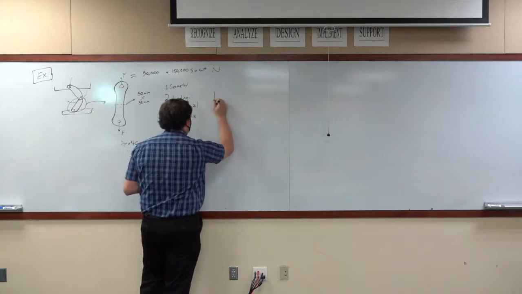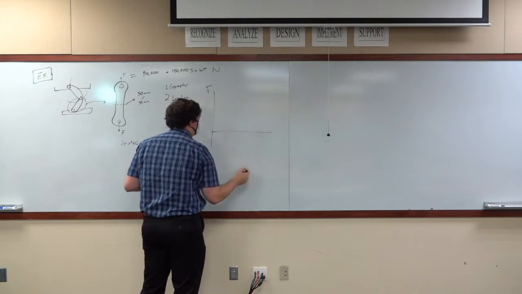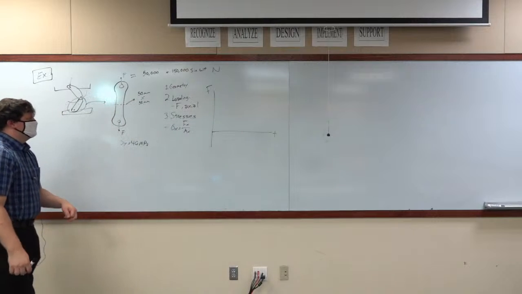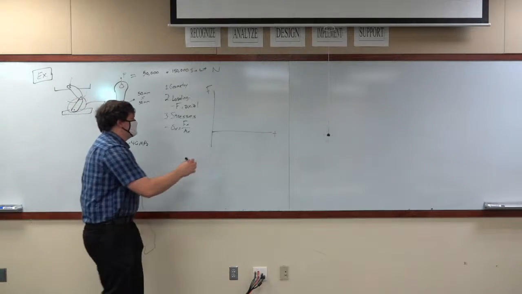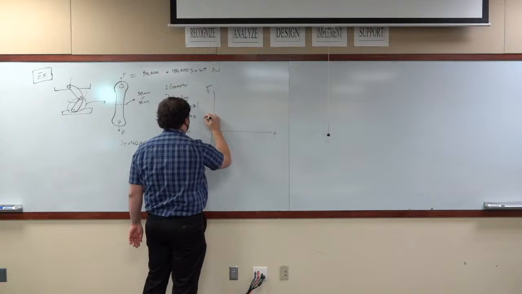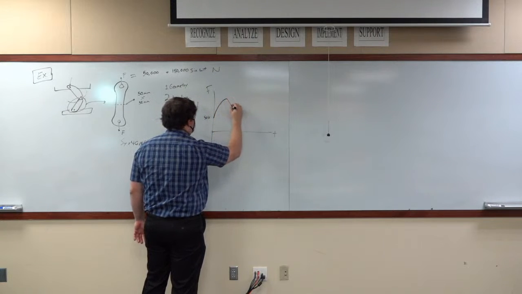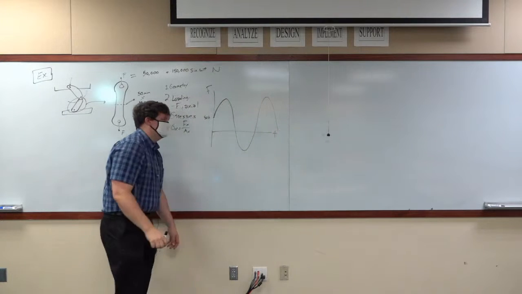If we're going to graph out F with time, we will start at 50,000 newtons. It goes up like this and follows a sinusoid.